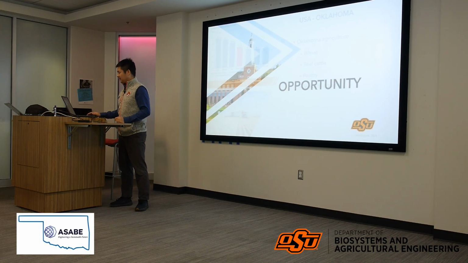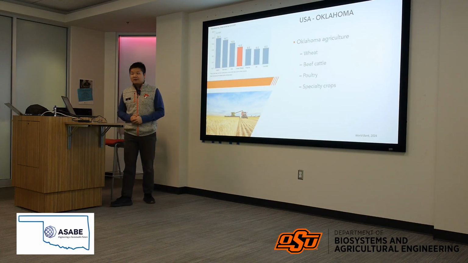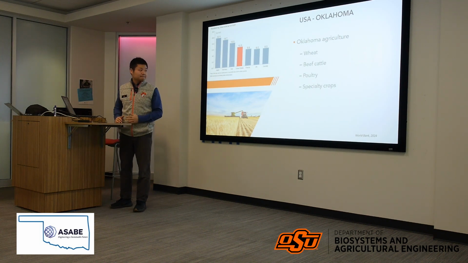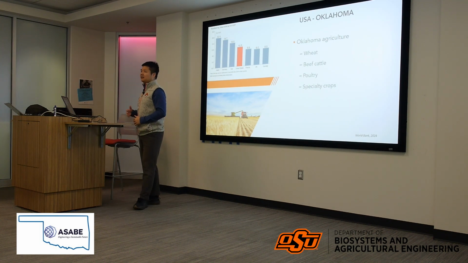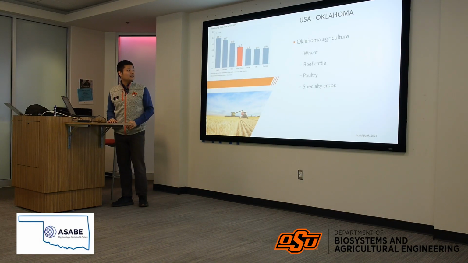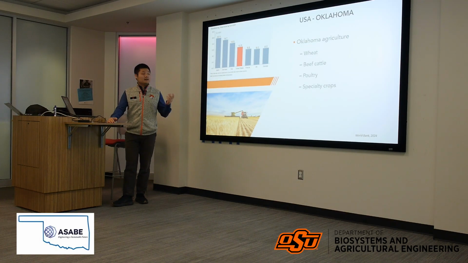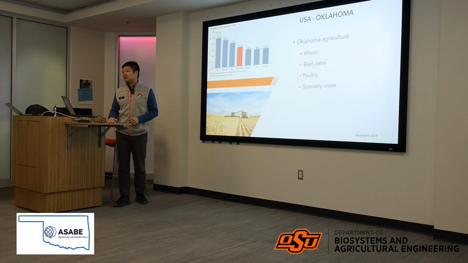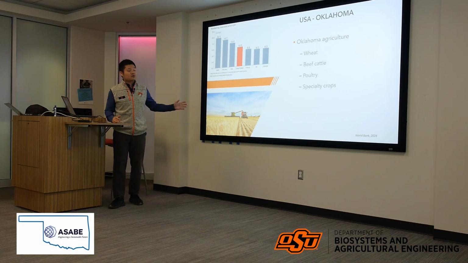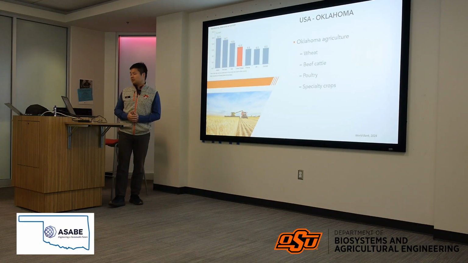Well, hopefully you agree with me, right? America is really a powerhouse in terms of agricultural production. We are top in the world in terms of producing food, fiber, and fuel, right? And Oklahoma is a really strong contributor, especially in commodities like wheat, beef, poultry, and especially crops. Right, that's the picture of agriculture. We are doing pretty good.